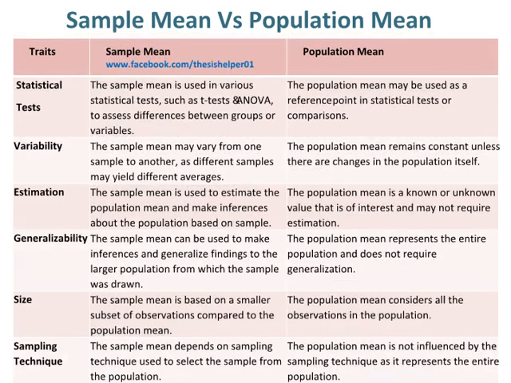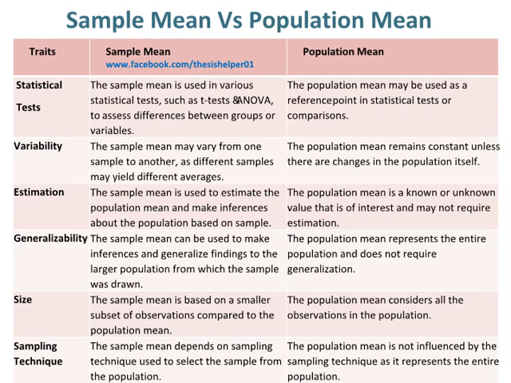The sample mean is used in various statistical tests, such as t-tests and ANOVA, to assess differences between groups or variables. Whereas, the population mean may be used as a reference point in statistical tests or comparisons. The sample mean may vary from one sample to another, as different samples may yield different averages. Whereas, the population mean remains constant unless there are changes in the population itself.